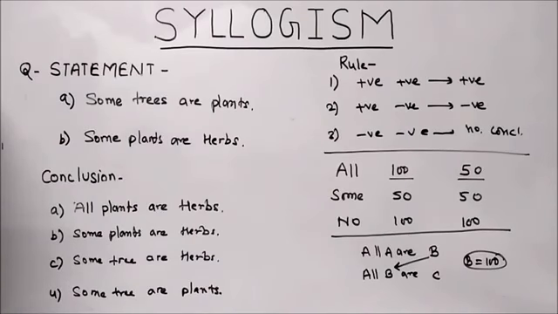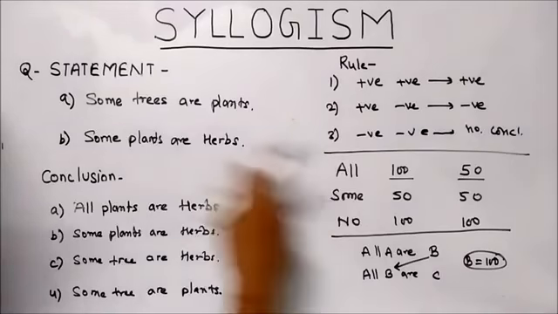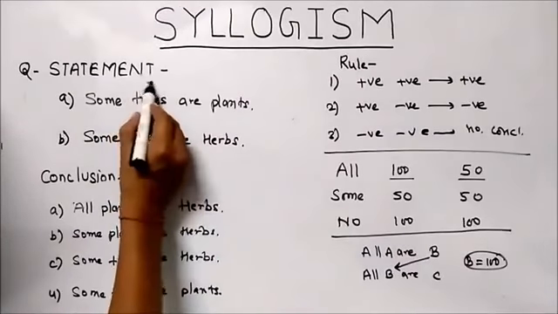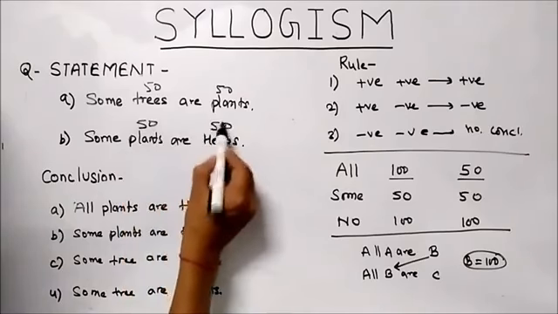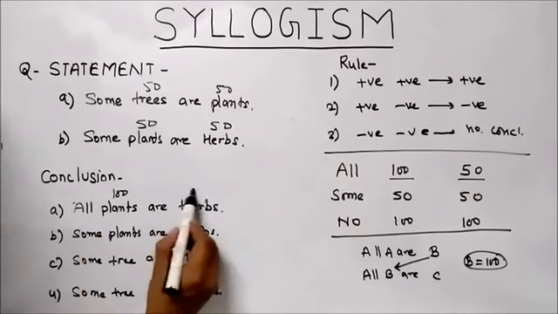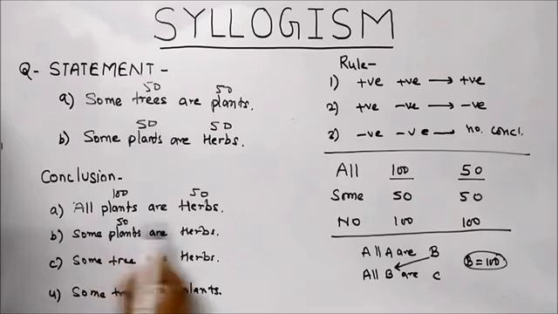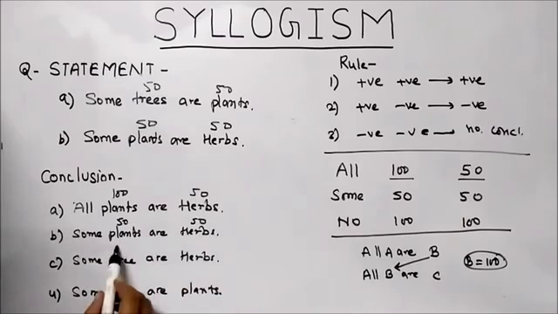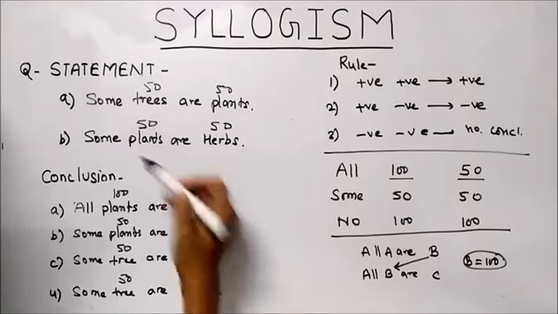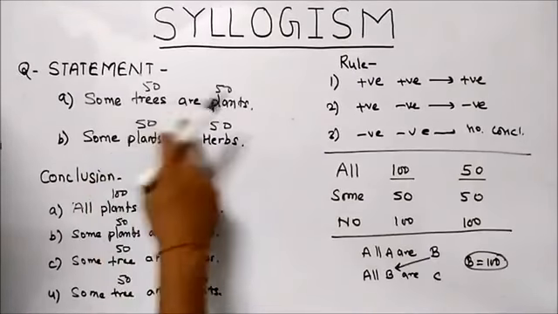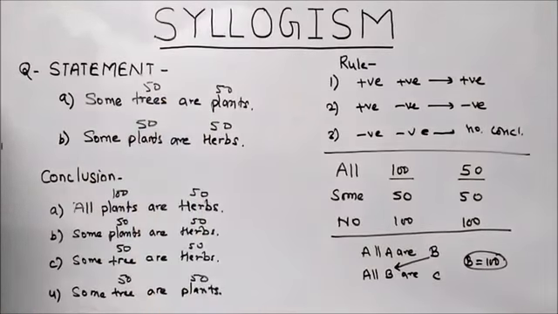Now put the values according to the rule: for some, 50-50. Again here, some is 50 and 50. All is 100 and 50. Some 50 and 50. Some 50 and 50. Here plant is common in the two statements, but the value of plant is not 100. So there is no direct relation between these two statements. So this rule is not applicable here.